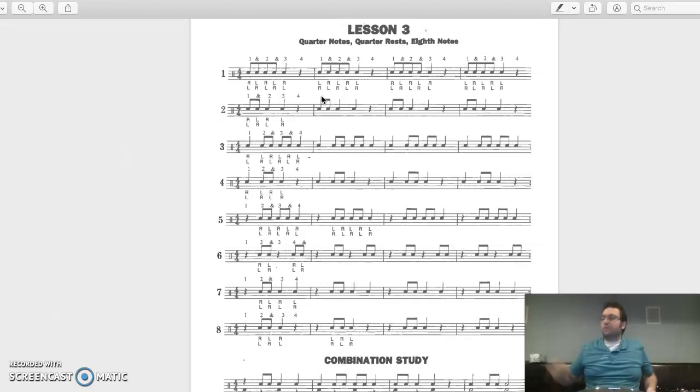Okay, so what we're doing is what's called subdividing, or we're dividing eighth notes in our heads. 1 and 2 and 3 and 4 and until our head explodes. But that's going to help us to know where all of our eighth notes are. Whew. Okay, let's look at the next one.